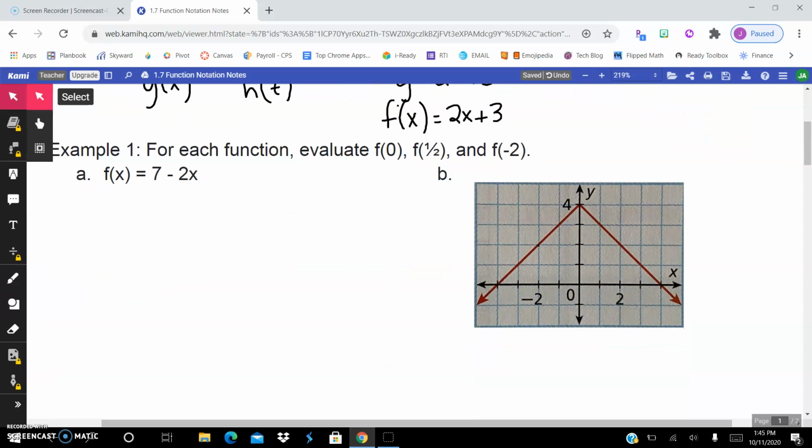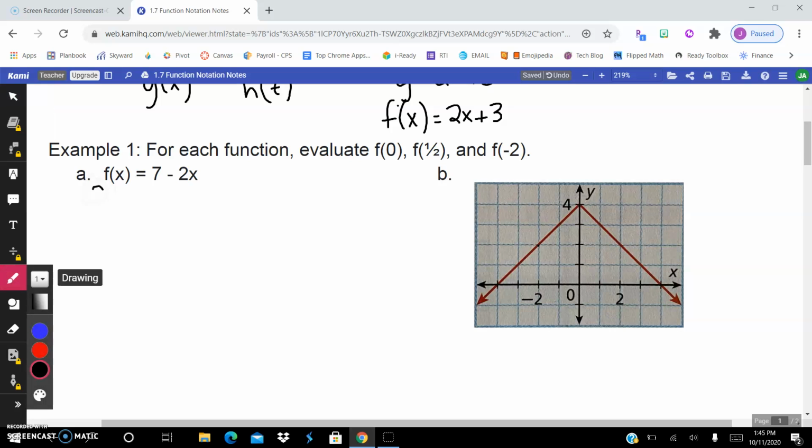So for example 1, each function here we have to evaluate when x is 0, 1/2, and -2. So they just replace the x in function notation with what number we have to plug in. So if I plug in 0 here, I'm going to have f of 0 equal to 7 minus 2 times 0. And if I do 2 times 0, I get 0. So 7 minus 0 is 7. So f of 0 equals 7.